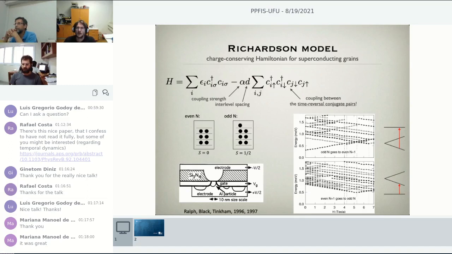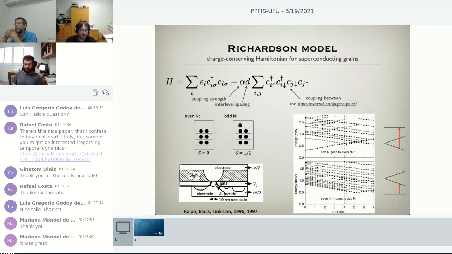This model entered solid state physics in the 1990s when people started to study superconducting grains. These are regions of superconductors which were so small that you could resolve individual orbitals in the system. And the essence of this Hamiltonian is that you write the superconducting Hamiltonian in the basis of orbitals. So this index i is just labeling the different levels in the system.